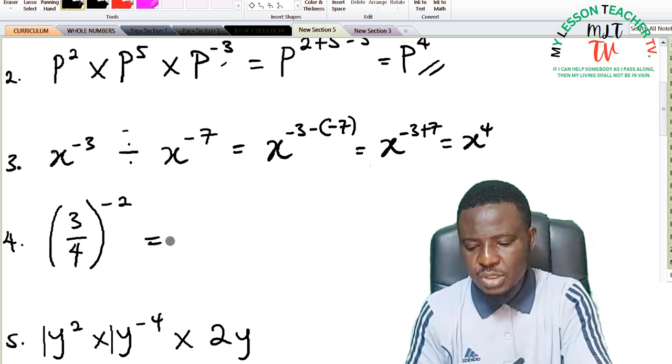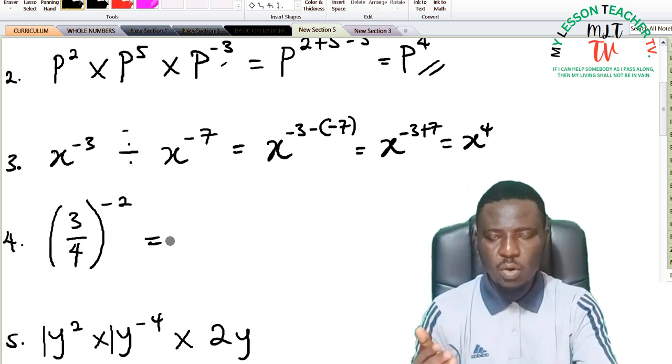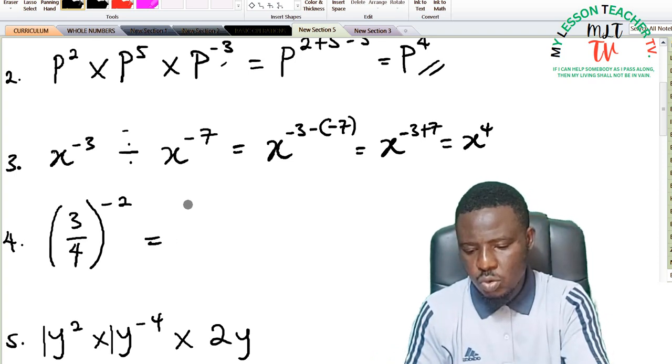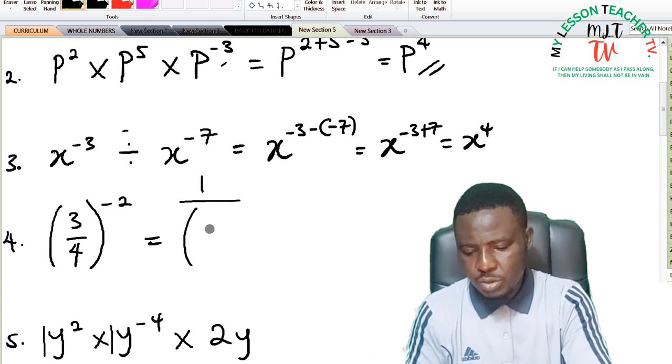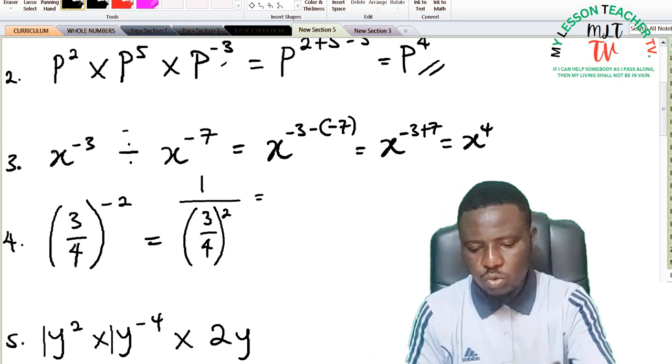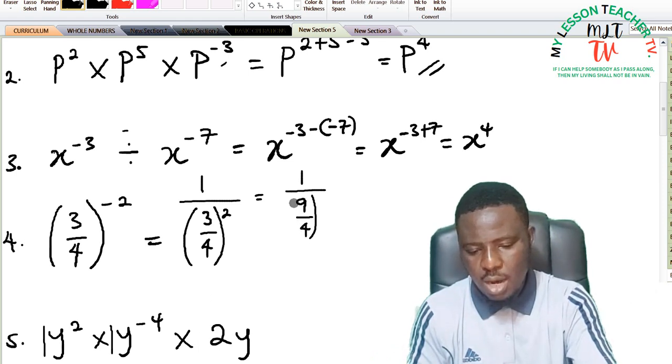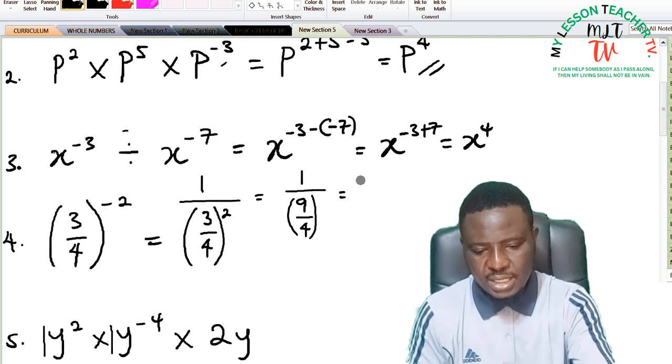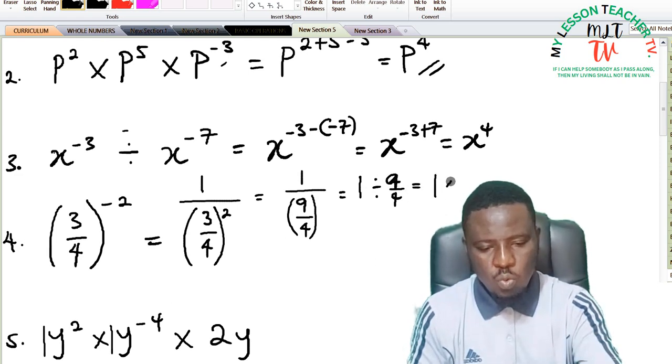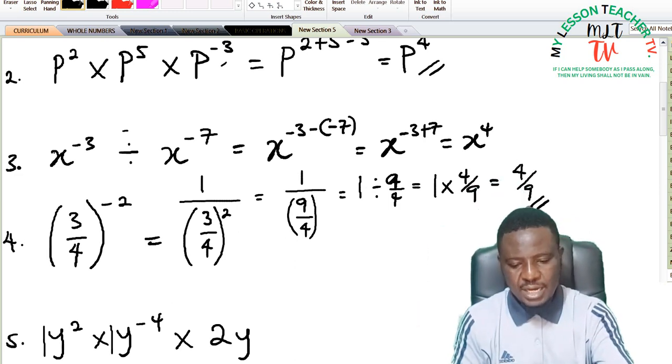For number 4, this is a negative power law. So this is equal to 1 divided by, in brackets, 3 over 4 all squared, which is equal to 1 divided by 9 over 16... and this can be expressed as 1 divided by 9 over 4, which is equal to 1 times 4 over 9, which is equal to 4 over 9.